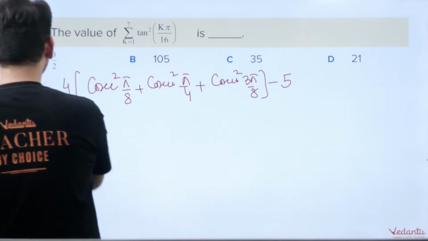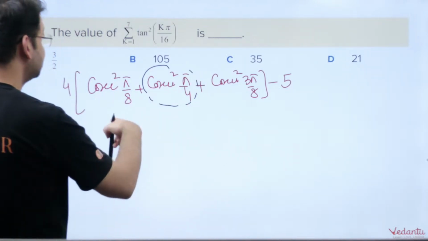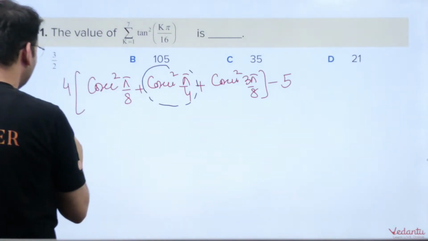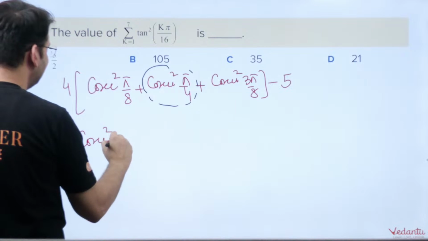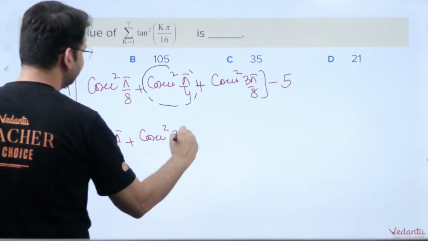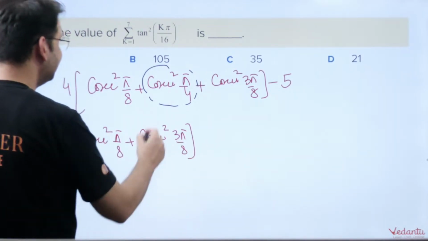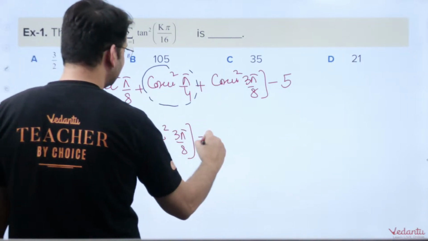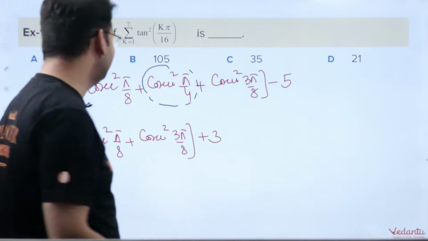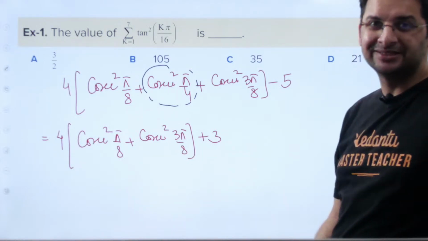Okay, this expression is known. Cosec pi by 4 is root 2, root 2 square is 2. So if we simplify this, you have 4 times cosec square pi by 8 plus cosec square 3 pi by 8, plus 8 minus 5, which is going to be 3. This is going to be 2. So this is the expression that we need to solve. So how do we solve this?